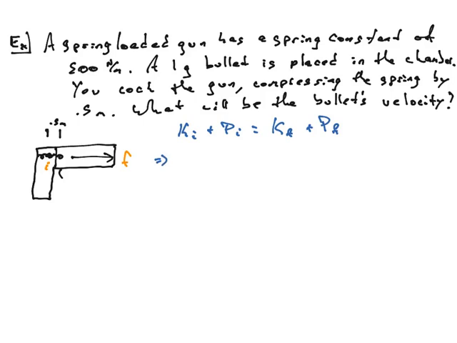All right, initial state. What's the initial state? The bullet is loaded into the gun, we've compressed the spring, and we're waiting to release it. At that point, are we moving? Is the bullet moving? No, the bullet's not moving, it's waiting to be released.